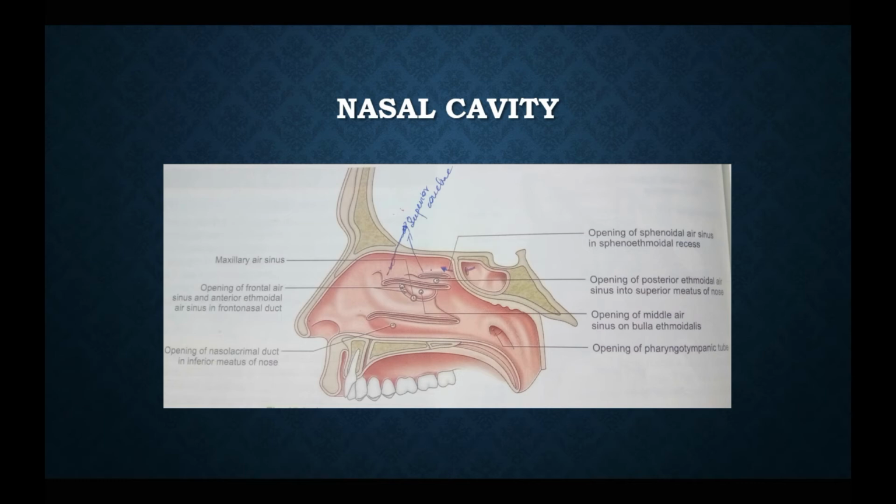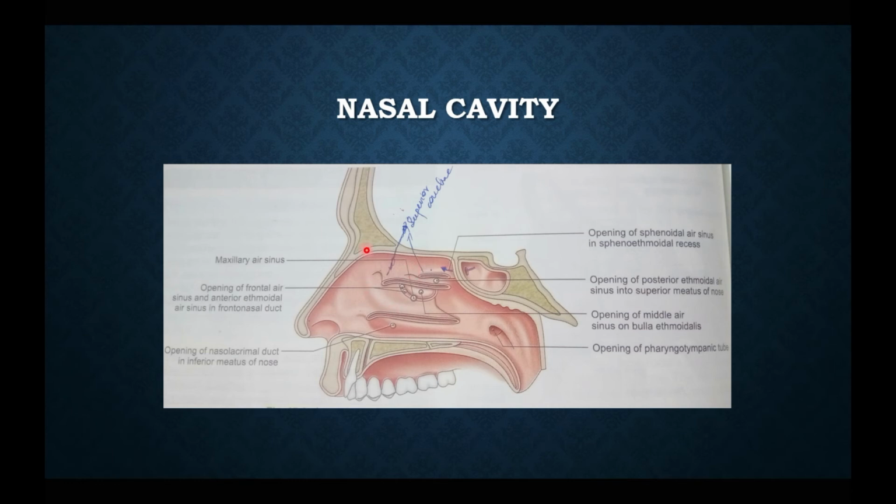Nasal cavity. The nasal cavity extends from the external nares or nostrils to the posterior nasal apertures and is subdivided into right and left halves by the nasal septum, which we will discuss later. Each half has a roof, a floor, and medial and lateral walls. Each half measures about 5 cm in height, 5 to 7 cm in length and 1.5 cm in width near the floor, and the width near the roof is about 1 to 2 mm only.